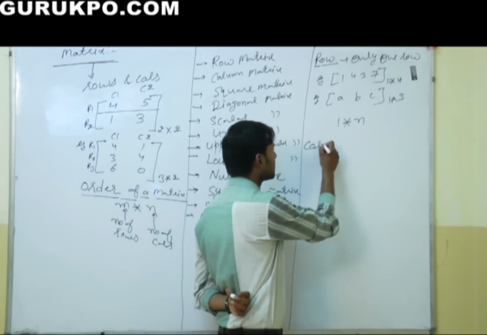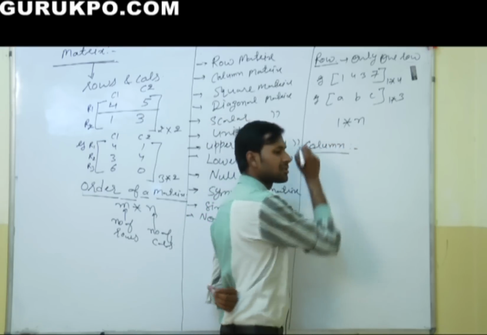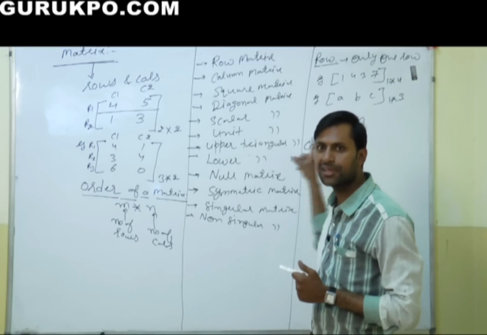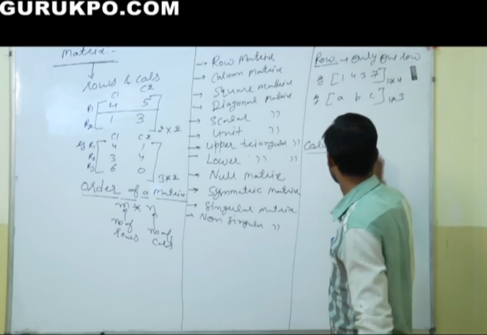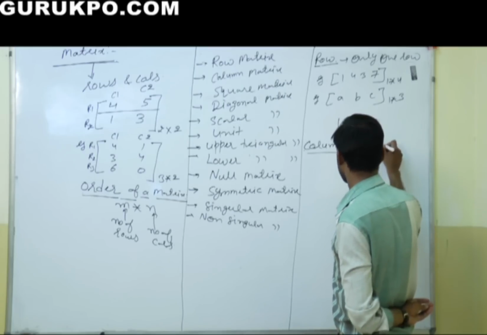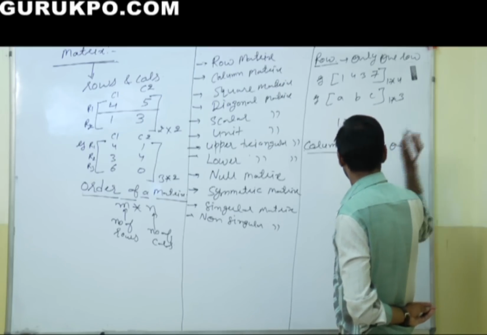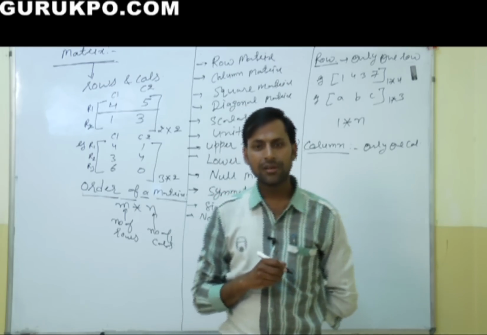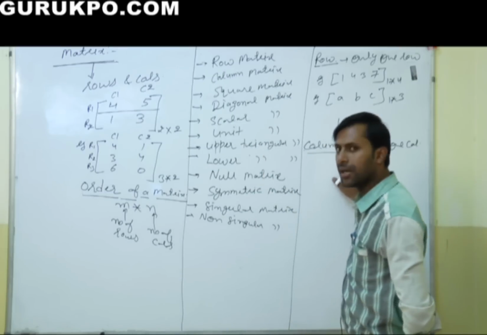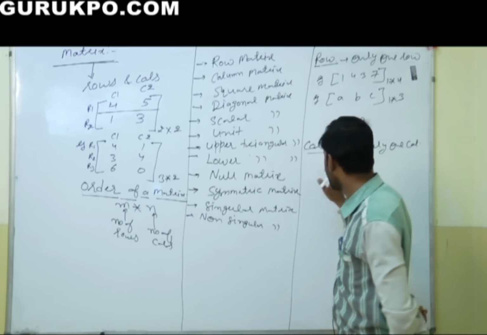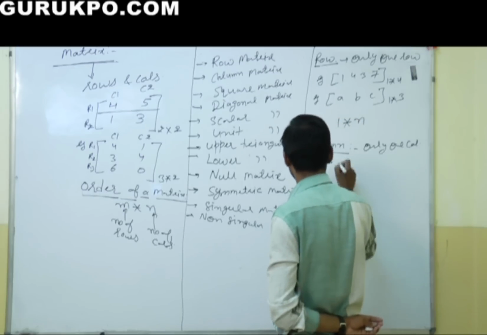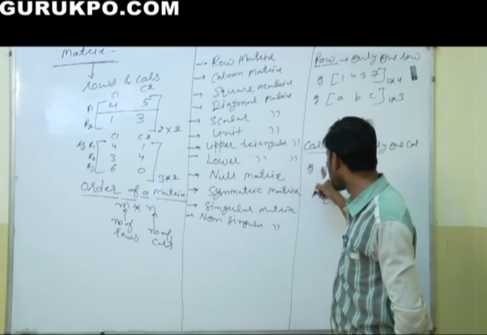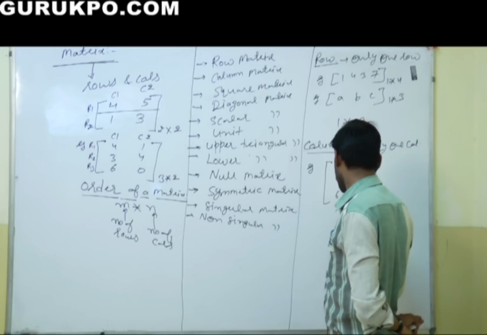Second one is column matrix. As its name suggests, a matrix which has only one column is known as a column matrix. So here the number of columns is 1 and the number of rows may be anything, like 1, 4, 6. Number of columns 1, number of rows 3. The order of this matrix is 3 by 1.